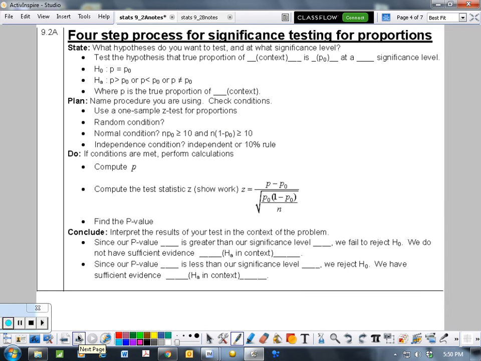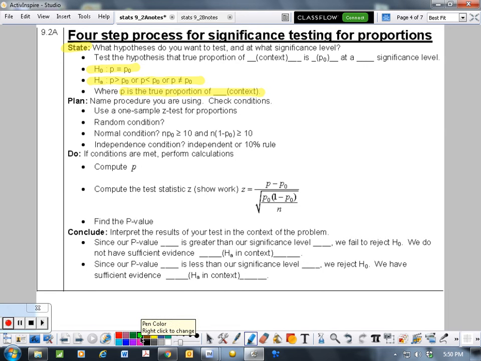Okay, so our 4-step process, this is in your notes for you. We've got our state: what hypothesis do you want to test, and what significance level. You have to state these. If you do not state these, and you do not state the significance level, if you do not tell me what P stands for, you will not receive full credit. So those are really important.